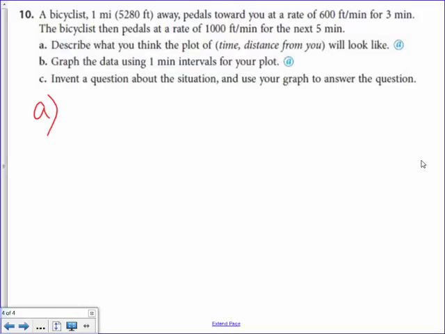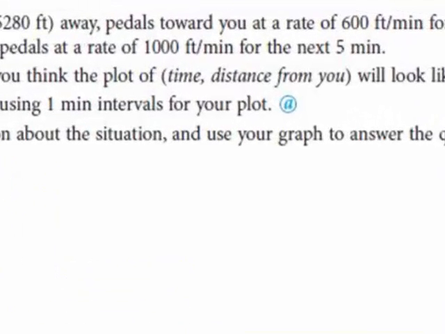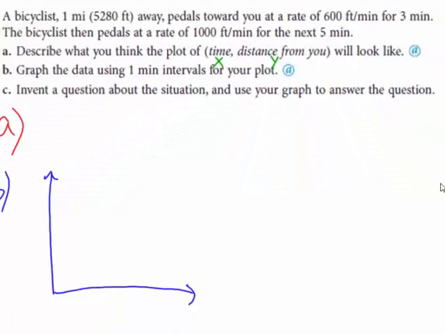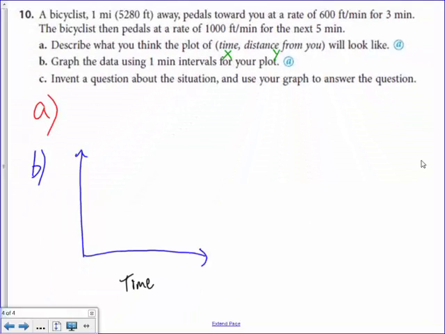Well, let's actually graph it first, just so we can take a look and have some guesses on what it would look like. So B says graph the data using 1 minute intervals. So we can use a nice little L graph because it's all positives. We're not going into negative minutes or negative feet. And then what could I put for my labels? Well, it tells us up here. The X always comes first, followed by the Y. X should be time, and the Y should be distance.